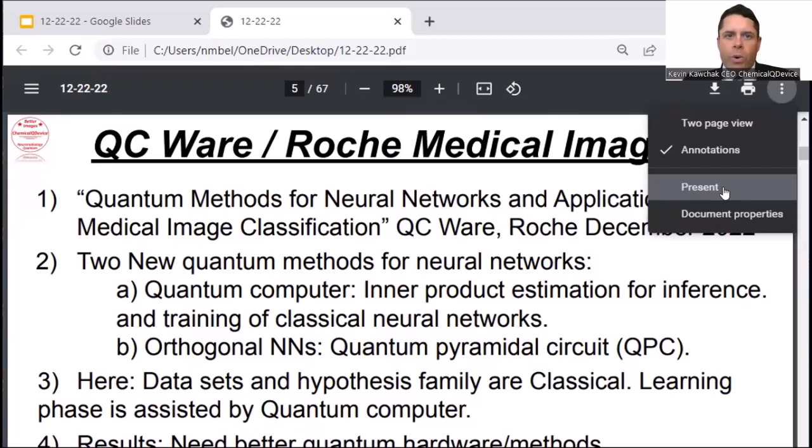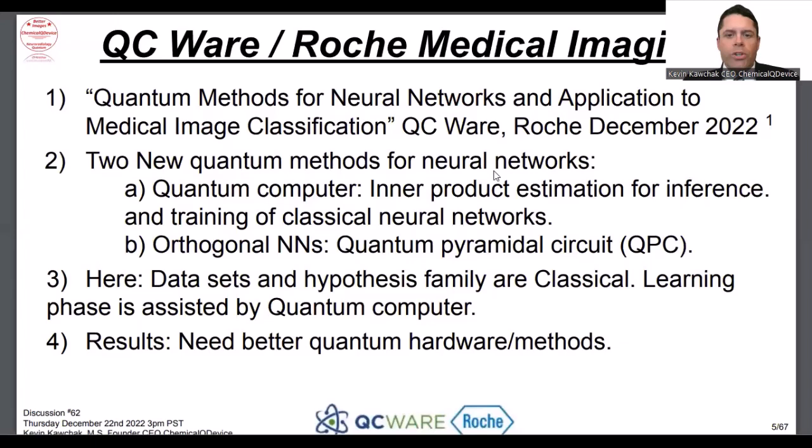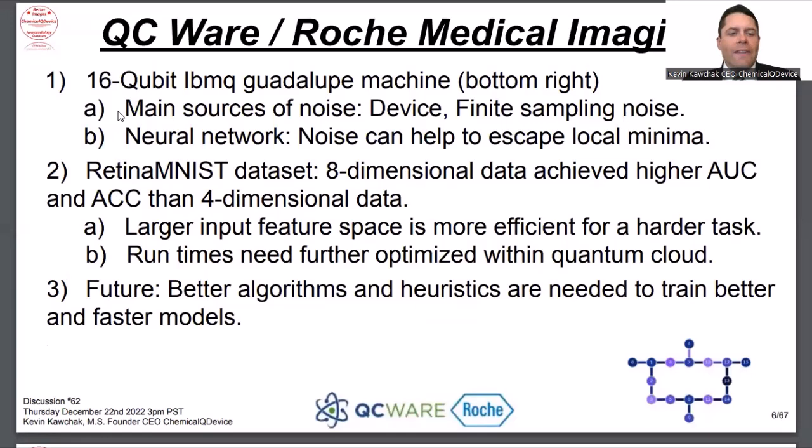So as you can see, with QC-ware and Roche there's a lot at stake. In medical imaging, 90% of all healthcare data is basically medical imaging. On this particular paper, 16 qubits, IBM Q, the main sources of noise being the device and finite sampling noise. Now they say in some cases, and they do this with classical too, noise can help to escape local minima, though in general you don't want noise around. So they use RetinaMNIST, and I'll show you the results in the next slide.